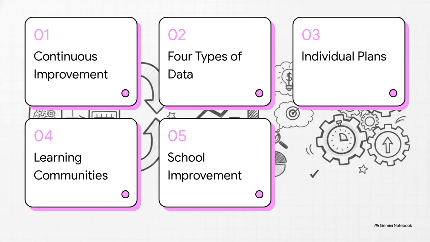Here's our roadmap for this explainer. 1. The continuous improvement cycle. 2. 4 types of data. 3. Individual plans. 4. Learning communities. And 5. School improvement. We're going to zoom from the big picture cycle all the way down to the individual teacher, so you get a complete understanding of how this entire system actually connects.